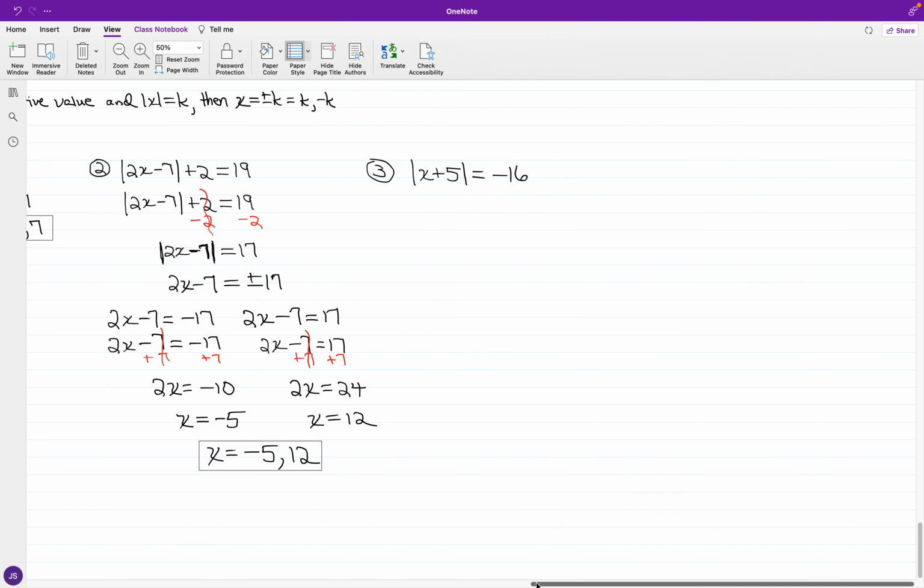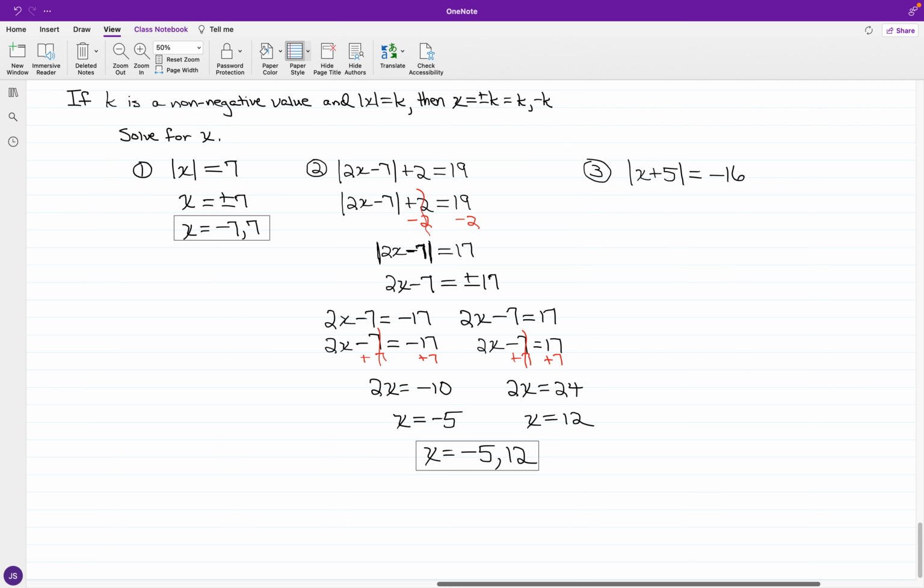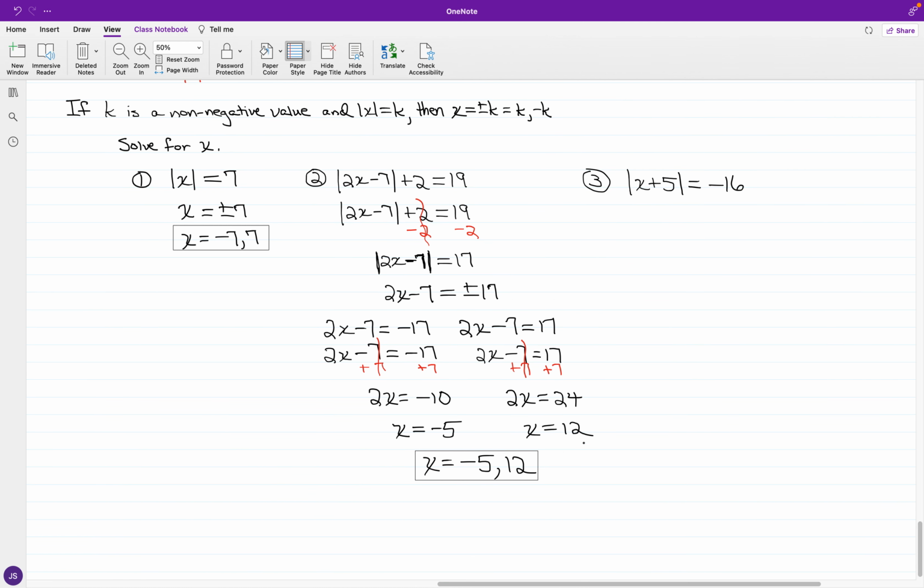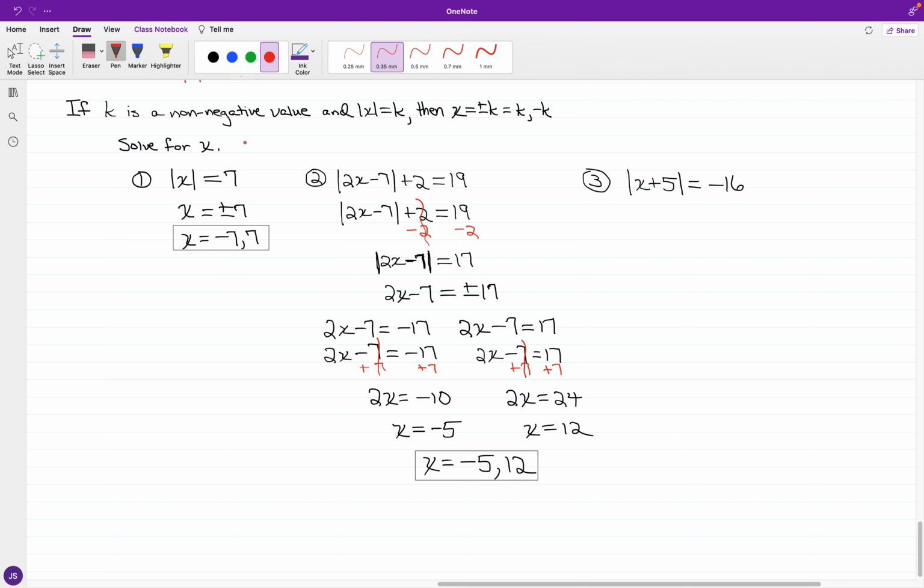All right, so some things here. To be able to work with an absolute value equation, again we have k. Okay, so k is going to be a non-negative value. And so anytime you have the absolute value term isolated and the constant on the other side is negative, it's going to mean that for this absolute value equation, there's going to be no solution.